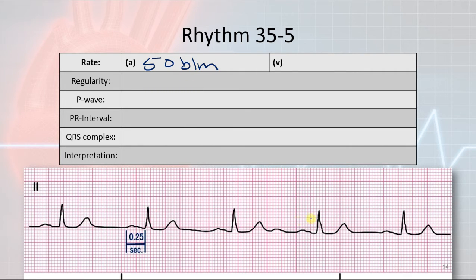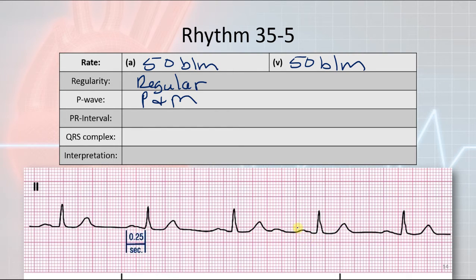Ventricular rate, 1, 2, 3, 4, 5. It's easy when there's not a lot of ventricles or QRSs on there. Regularity looks regular. P waves, they're flattened out, but they are present and they are married to the QRSs. The PR interval, they calculated at 0.25. I'm not going to be able to get 0.25, so I'm going to do my own calculations here.